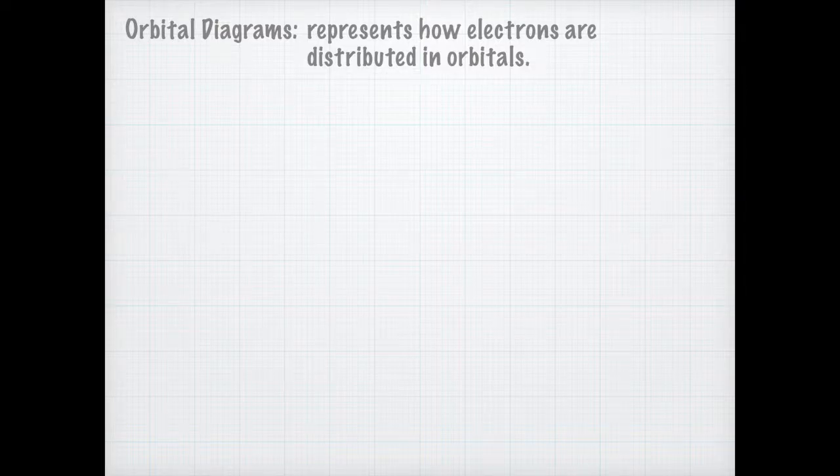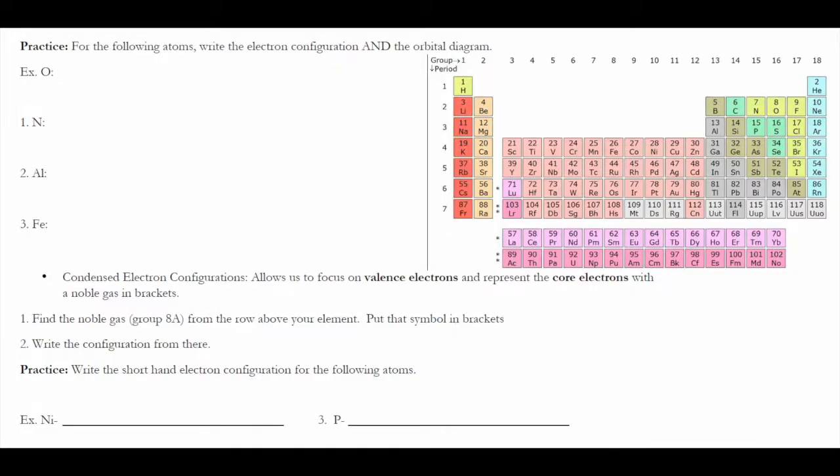So the orbital diagram simply represents how electrons are going to be distributed in orbitals. So let's actually look at an example of writing out the electron configuration and then writing out the orbital diagram. So I'm going to explain how to write the electron configuration for oxygen, and then I'm going to explain how you draw the orbital diagram as well.